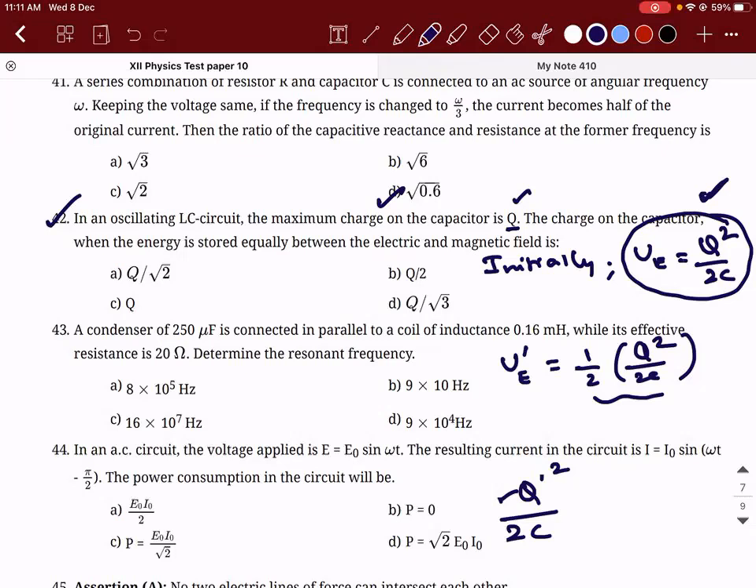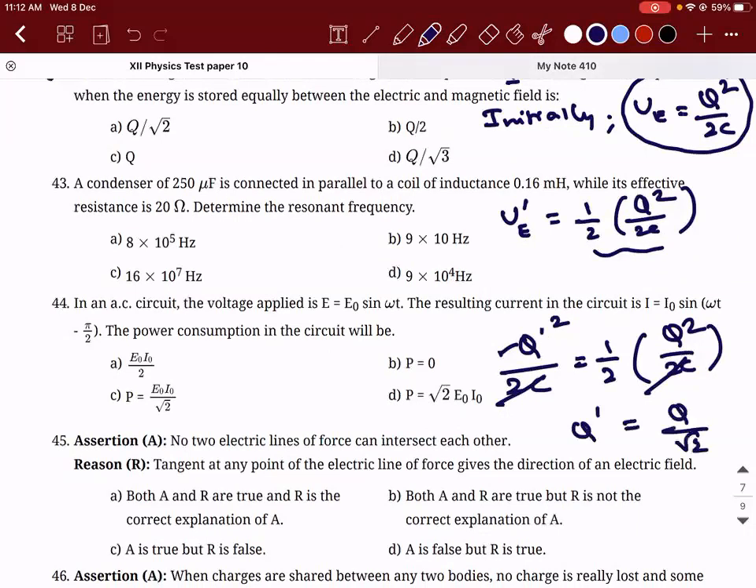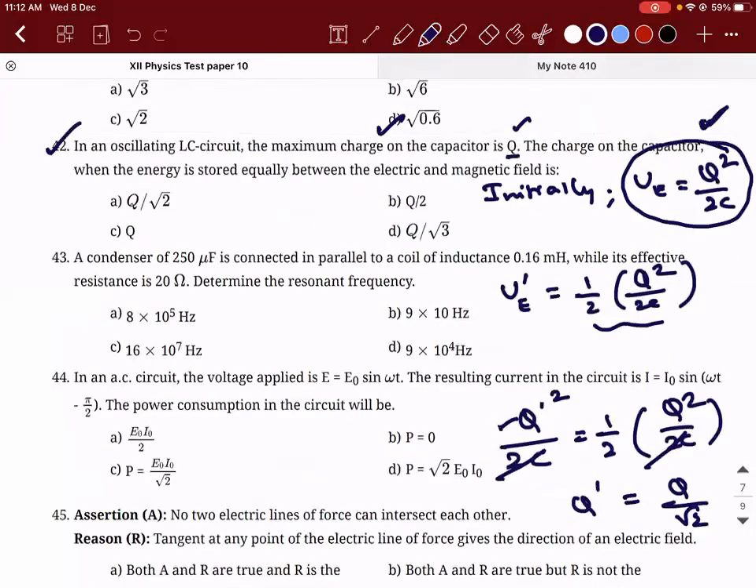Q dash square divided by 2C. C will not change. This should be numerically equal to how much value? Half of the initial energy that the capacitor possessed. So this 2C and 2C will be gone. So Q dash is Q divided by root 2. Is there an option? Yeah. So 42nd, the option is A. 43rd, I hope it is clear, right?